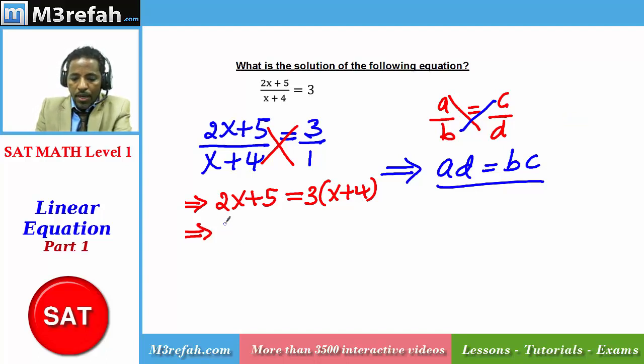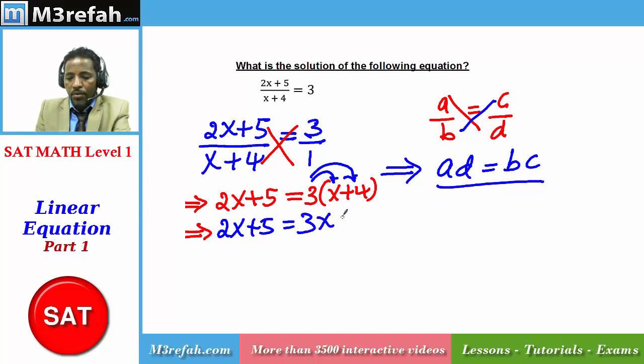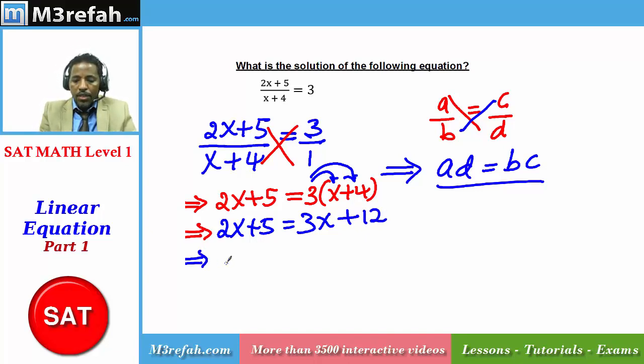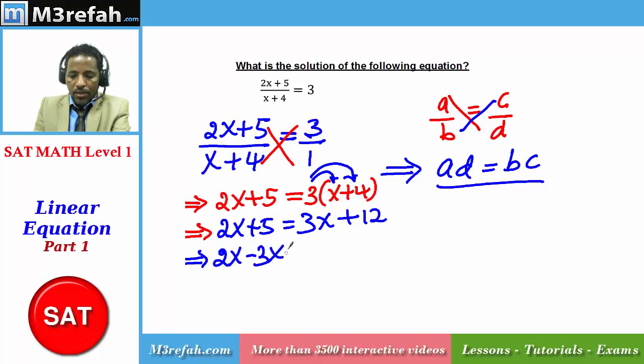Next step is to write 2x plus 5 is equal to 3 times x. This will be distributed. 3 times x will be 3x. 3 times 4 will be 12. Okay. Collect all the variables on one side and the numeric values on the other side. Doing so, you will get 2x minus 3x equal to 12 minus 5.